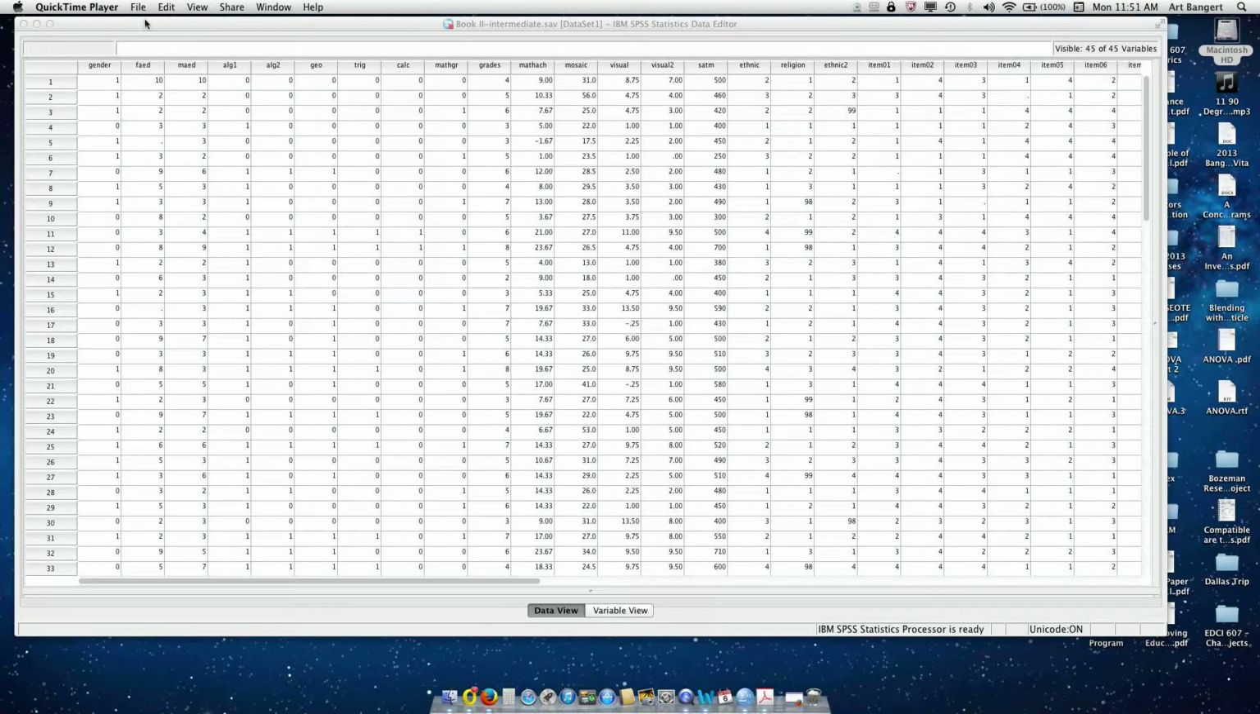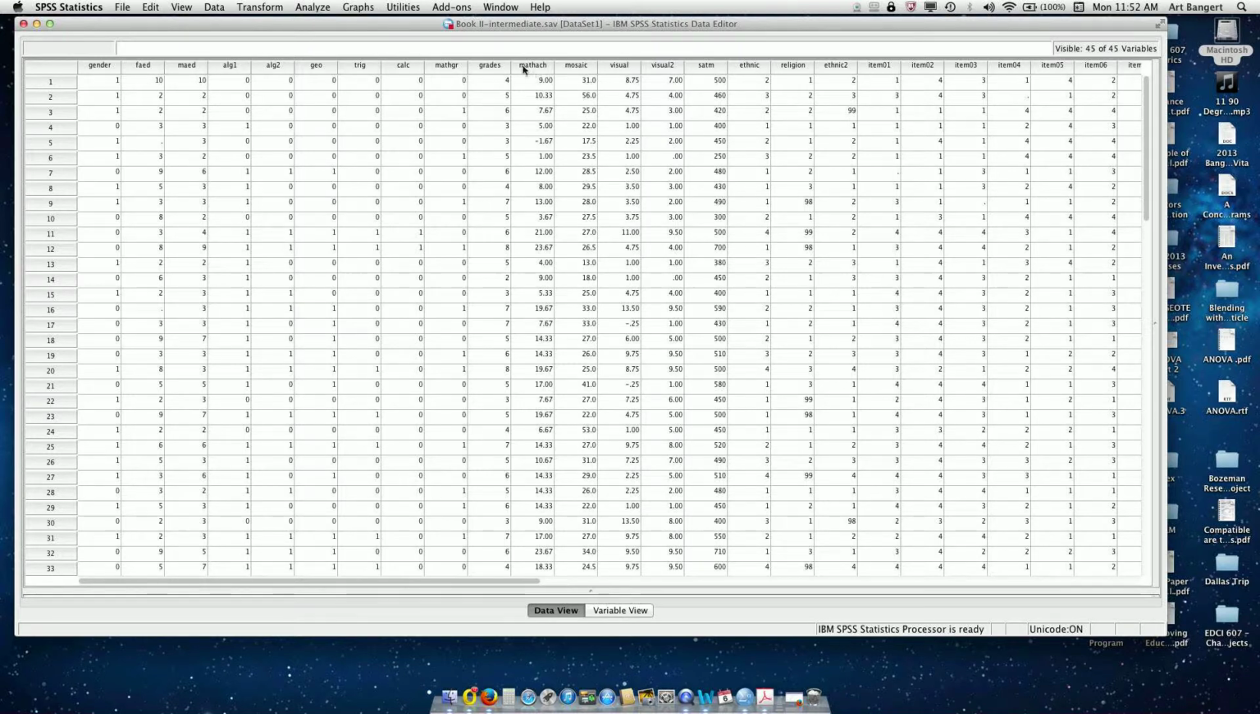Now what I'd like to do is show you how to use the Explore analysis in SPSS to check the assumptions for the analysis that you will conduct. To do that, I'm going to use the data that we'll be using in this course. One of our first assignments is to work with the math achievement data. You can see this column of data here. So we want to look at the characteristics of that data.